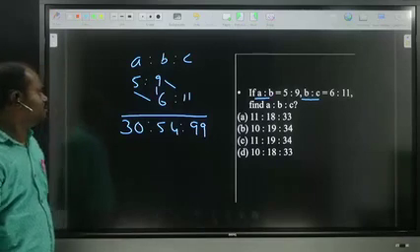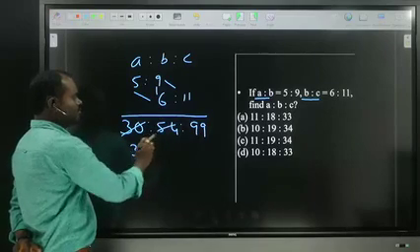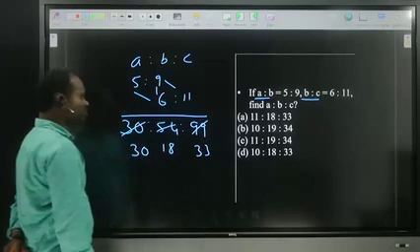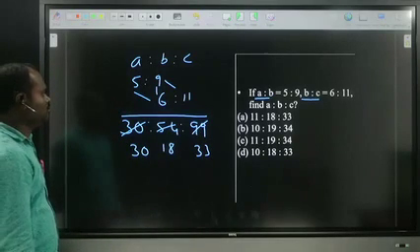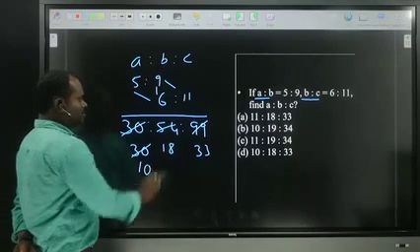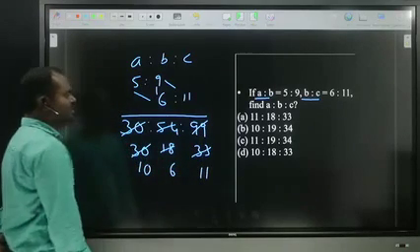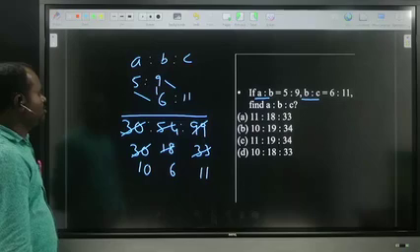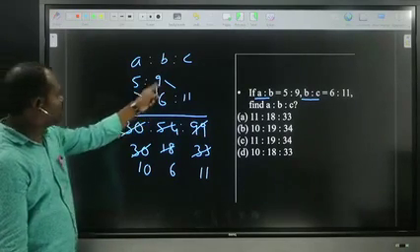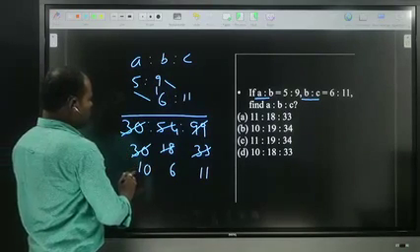Any cancellation? Can we cancel in the 3 table? 3 tens, 3 ones, 3 eights, 3 threes. Still any more cancellation? 3 tens, 3 sixes, 3 elevens. 5 sixes are 30, 9 sixes are 54, 9 elevens are 99. Sorry, here I made a mistake: 3 tens.